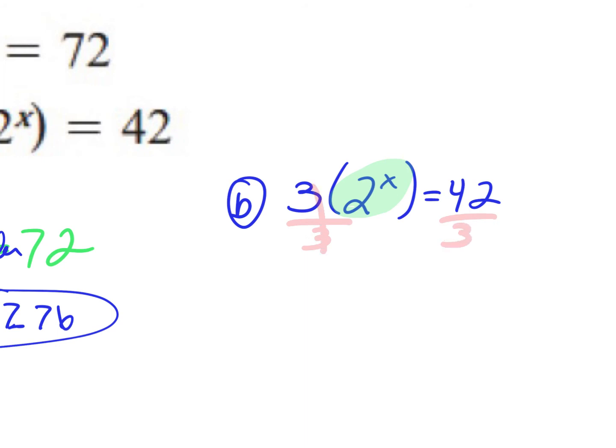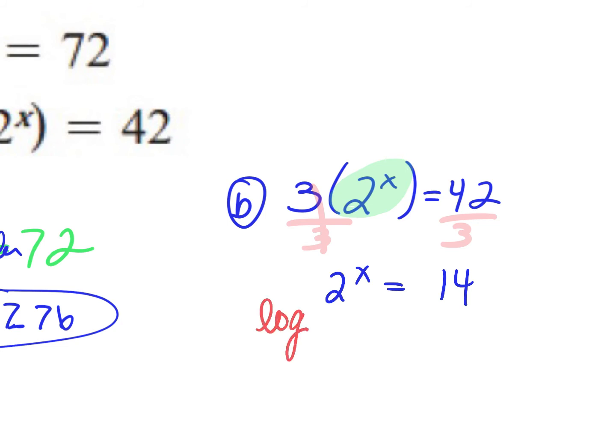Anybody have any questions on that? Okay, so I'm left with 2 to the x equals, what's 42 divided by 3? 14, good. So now my 2 to the x is by itself, right? Well, what did you guys just tell me a second ago? The opposite of exponentials was? Log. So if I want these to cancel out, I would have to make this log.